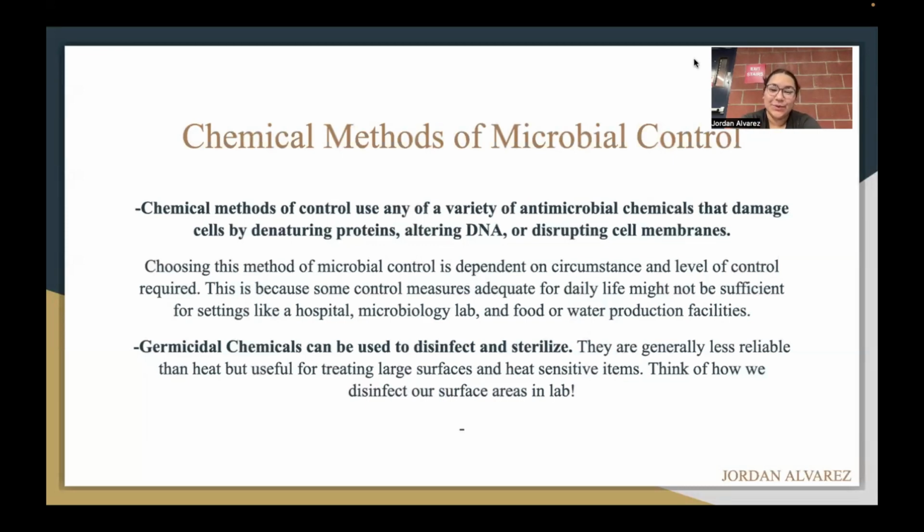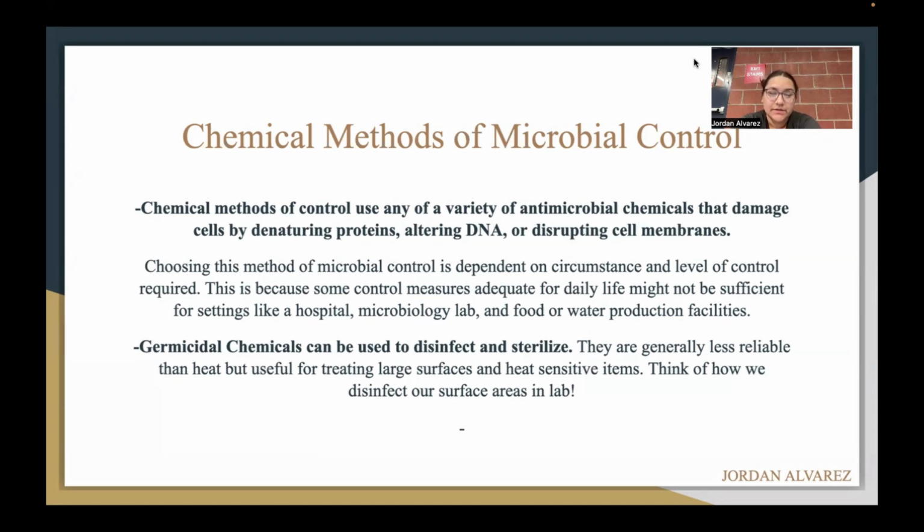Chemical methods of control use any of a variety of antimicrobial chemicals that damage cells by denaturing proteins, altering DNA, or disrupting cell membranes. Choosing this method of microbial control is dependent on circumstance and level of control required. This is because some control measures adequate for daily life might not be sufficient for settings like a hospital, a microbiology lab, and food or water production facilities.